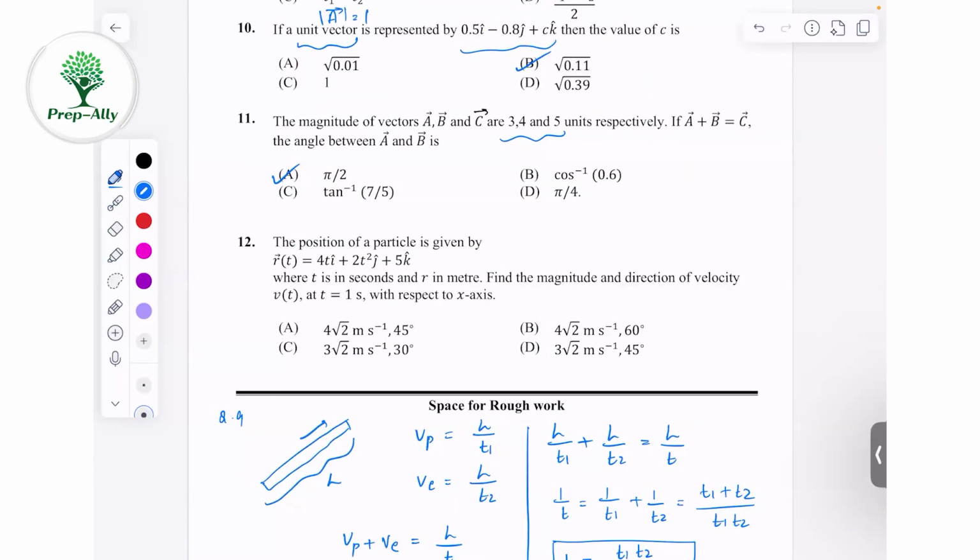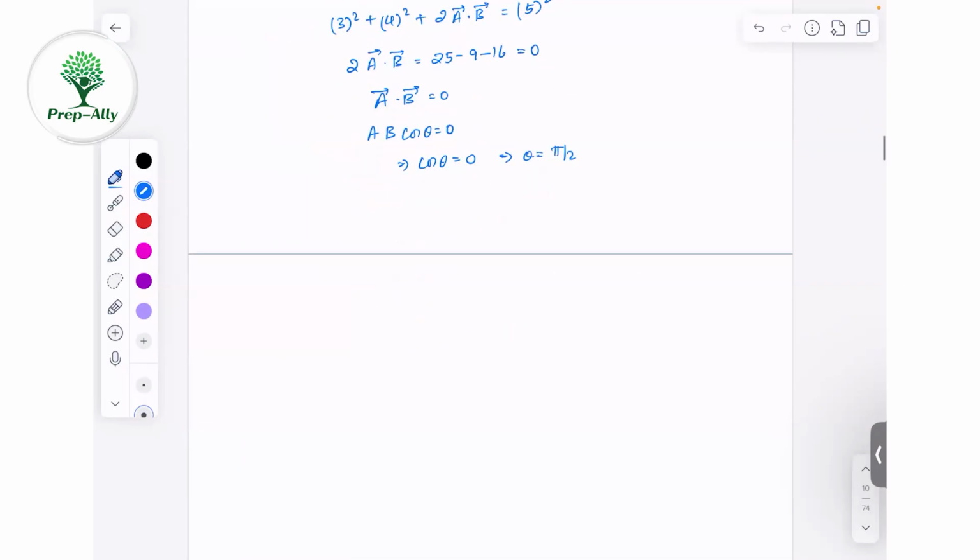The position of a particle is given by r bar equal to 4t i cap plus 2t square j cap plus 5k cap, where t is in seconds and r is in meter. Find the magnitude and direction of velocity with respect to x-axis at t equal to 1 second. Now, question number 12.